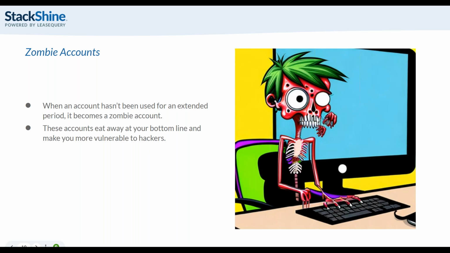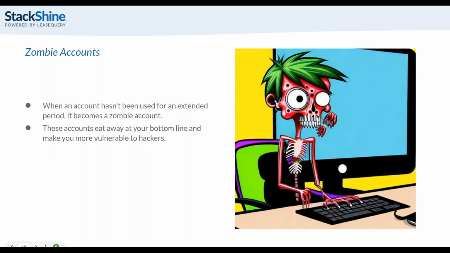So how are these created? How do you end up with zombie accounts? Well, one of the main ways is they're missed during offboarding. If someone leaves a company, IT has to identify all the different accounts and make sure they're deactivated. But if they don't know the different accounts that they've been using, then how are they going to offboard an account for a software that they don't even know exists or that they're using? So that happens pretty frequently and creates zombie accounts.